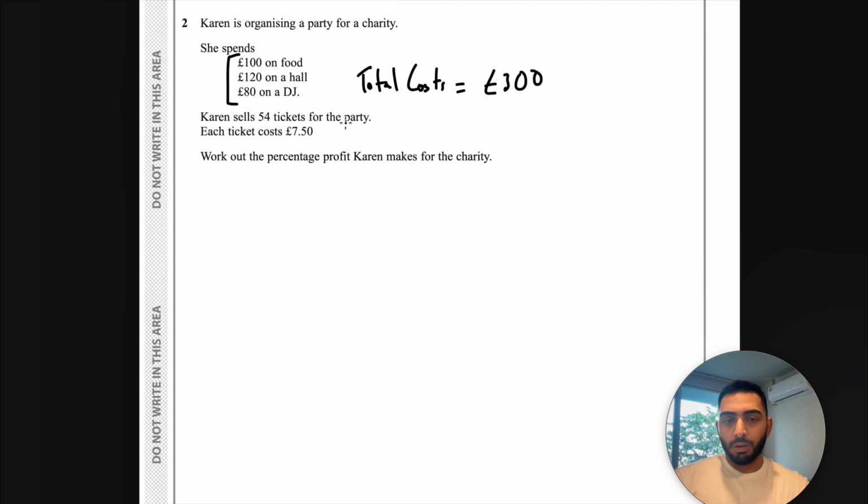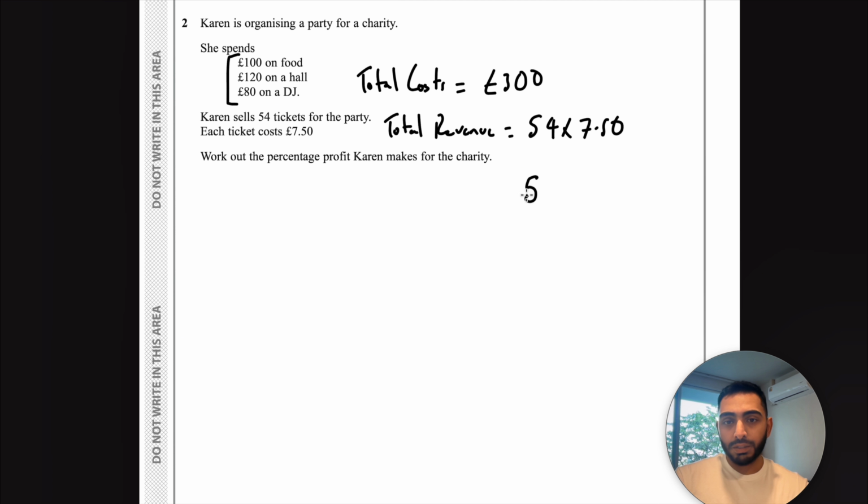Karen sells 54 tickets for the party and each ticket costs £7.50. From this, we could work out the total revenue, how much money is actually coming in. So total revenue would be equal to 54 times by £7.50. So the way that I would approach this, I know that 75 out of 100 is 3 quarters. So 7.5 out of 10 is 3 quarters of 10.